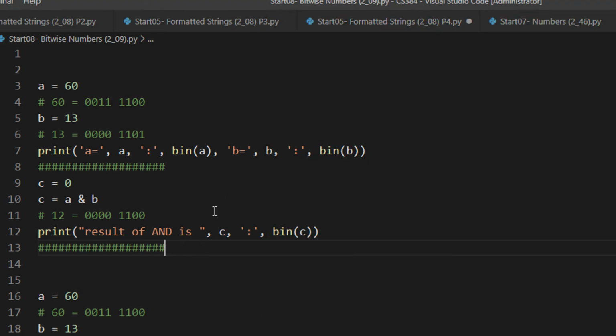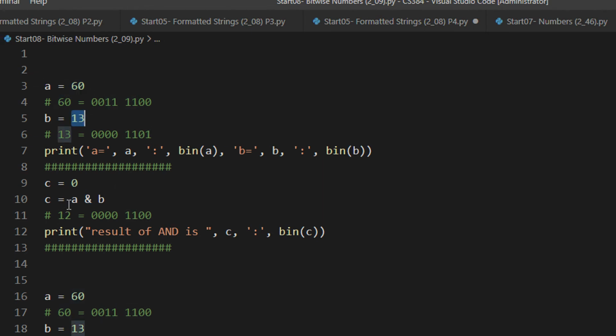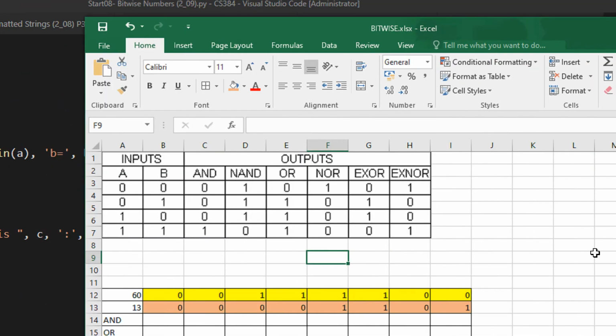So we will keep this AND and OR logic. Ampersand is used for ANDing two numbers. So we are ANDing A and B, with A as 60 and B as 13. When we AND them together, we get the result as 12. Now how does this happen? Let us go to Excel.